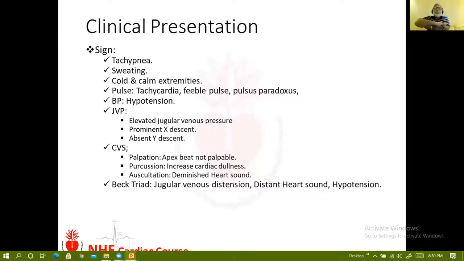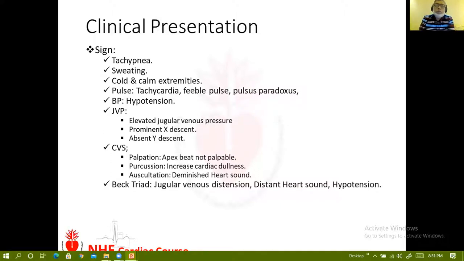Pulsus paradoxus, this is a misnomer. We diagnose pulsus paradoxus by measuring the blood pressure. We measure the systolic blood pressure during inspiration and expiration. Normally, this variation is less than 10 millimeter of mercury. If it is more than 10 millimeter of mercury, this causes pulsus paradoxus.